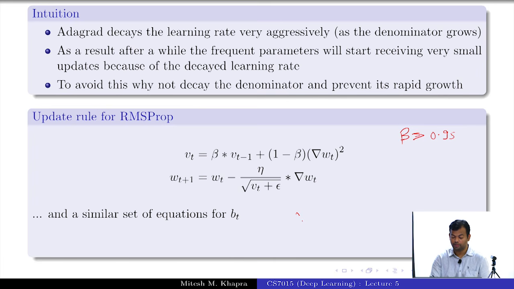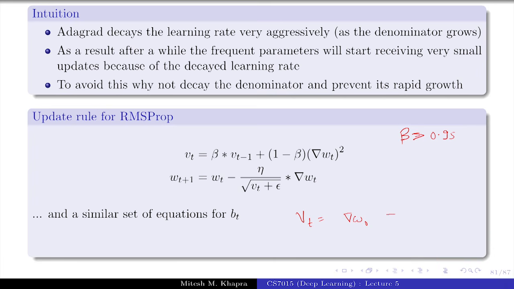Try to imagine what V_t is going to look like in terms of grad W0, grad W1 and so on. So start from V1 and see what happens. What was V1 earlier and what is it going to be now? But that still grows my magnitude, right? I'm still adding stuff. So how does it help me in not blowing up the denominator? Okay, I think most of you get it.